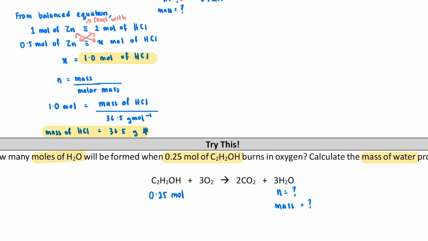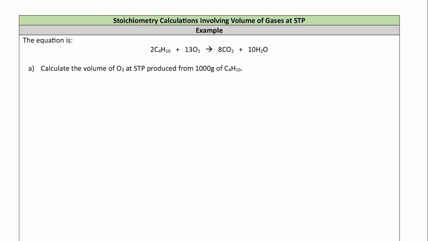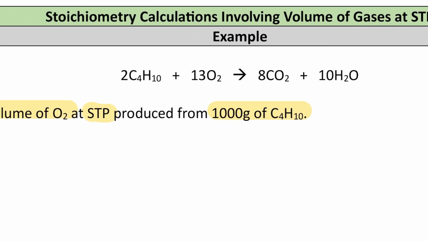Okay, so you can try it. Okay, next, let us discuss an example involving volume of gases at STP. So this is the equation given, and the question asks us to calculate the volume of oxygen at STP produced from 1000 gram of C4H10. Okay, so let us gather the information.